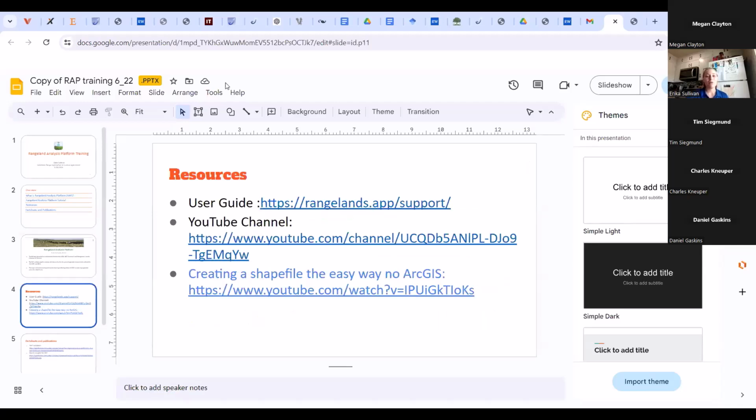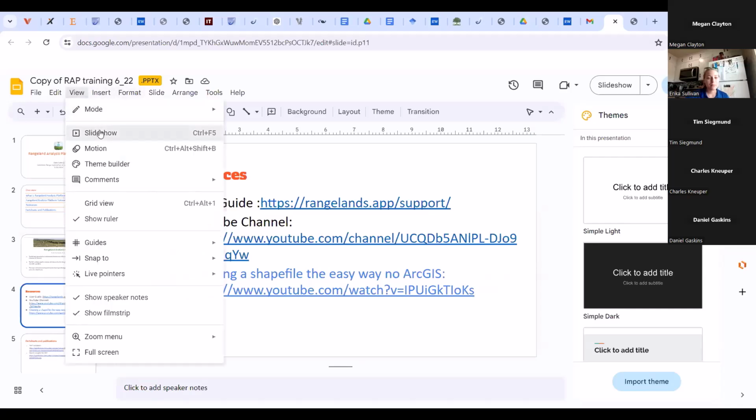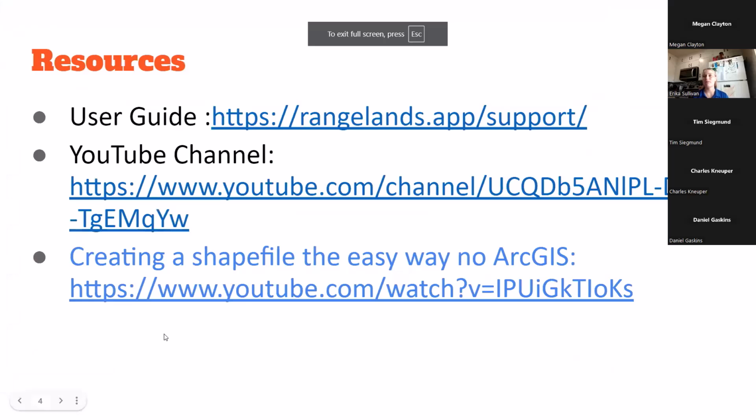What I want to move on to next is resources. If you really are set on using the Rangeland Analysis Platform, they provide user guides to help you navigate the platform and where they're pulling all their data from. They have a YouTube channel for that same purpose. And I created my own YouTube video so people could figure out how to make a shapefile the easy way, with no ArcGIS required. I'm definitely not a pro at using ArcGIS, so I've figured out a free hack, I promise, for creating a shapefile that can easily be uploaded into the Rangeland Analysis Platform.